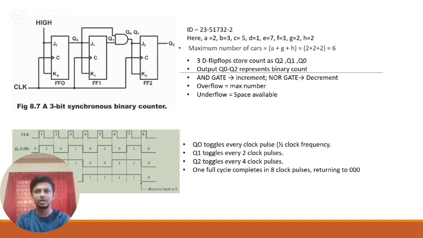The AND gate represents the increment and the NOR gate represents the decrement. The overflow means the max number, and the underflow means the minimum. The clock pulse shows that Q0 toggles on every clock pulse, like half the clock frequency. Q1 toggles after every 2 clock pulses, and finally Q2 toggles after every 4 clock pulses, and one cycle completes and it returns to 000.